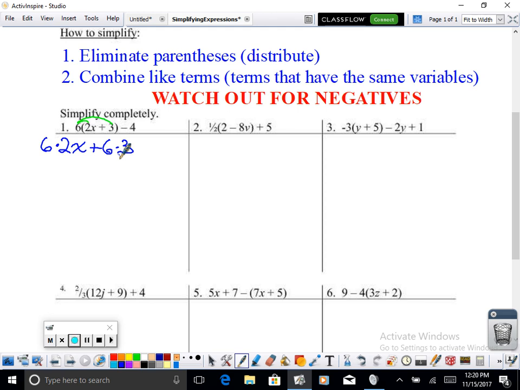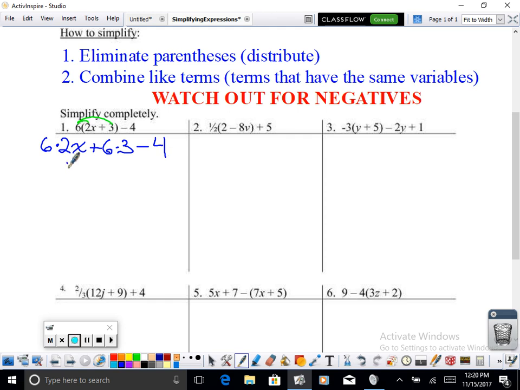Now someone's going to want to say, well, I should multiply that 4 by 6 as well. But that 6 is only attached to what's inside the parentheses. Okay, that 4 is out there by itself. It stays alone. So I'll just bring down that minus 4.